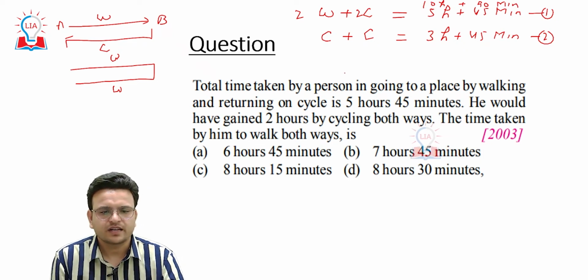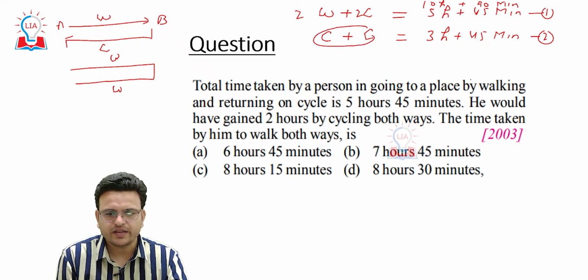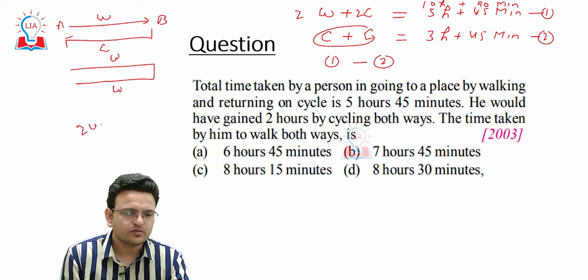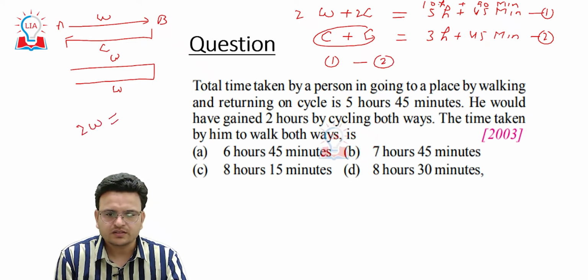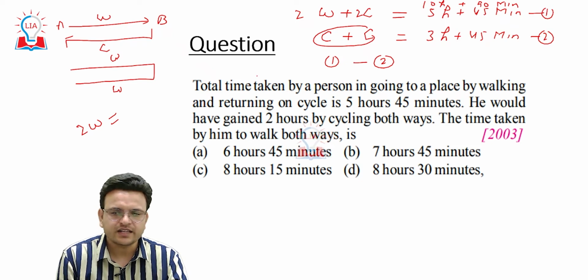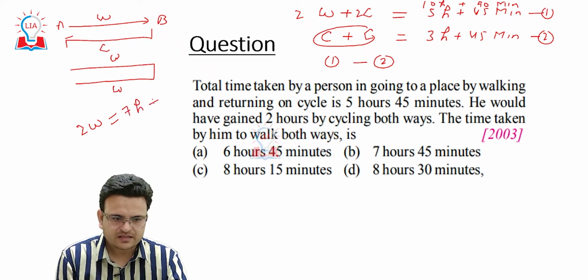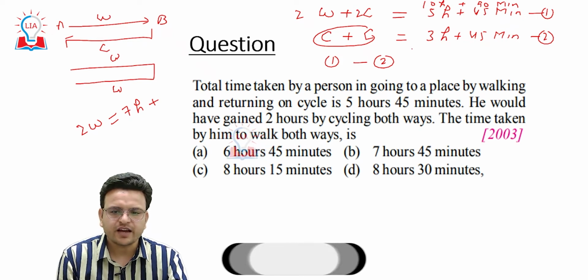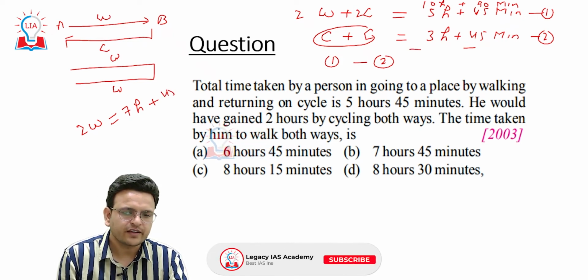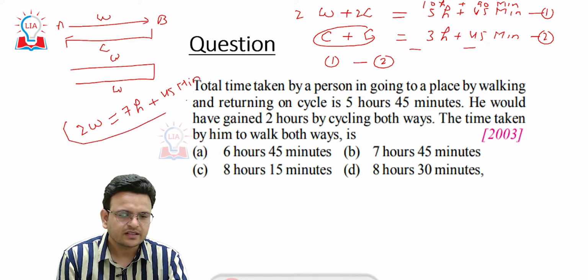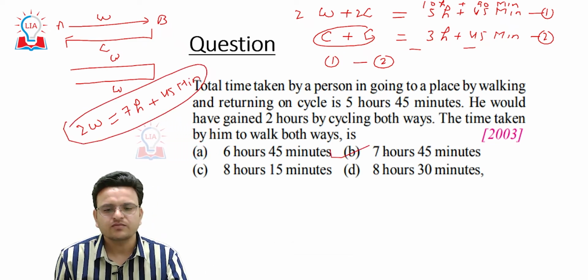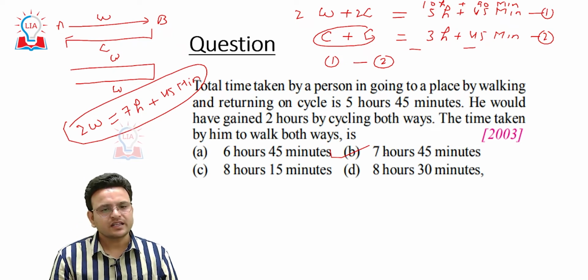Okay, now this is 2c. So we have equation 1 minus equation 2. So the answer will be 2 walk equals 10 hours minus 3 hours, that becomes 7 hours, plus 90 minutes minus 45 minutes, that becomes 45 minutes. Hope you are able to understand. So the answer will be 7 hours 45 minutes. Clear?